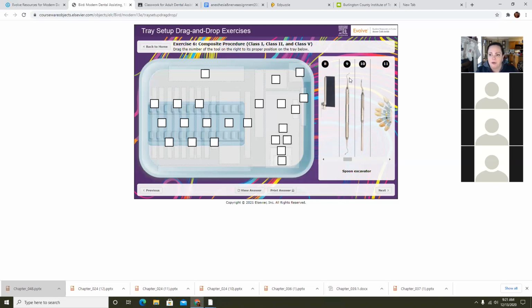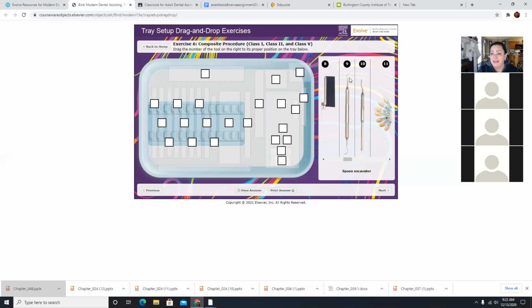And what's the first instrument we're going to use after the composite goes in? Condenser. The condenser. And that's going to push the material in. And we do it in layers, right? And then after the top layer, we cure it. Well, we cure each layer. The top layer, we use the plastic instrument, the carver and the burnisher to replicate the tooth. And then we cure it. And then how do we check the bite? The articulating paper. How many times?